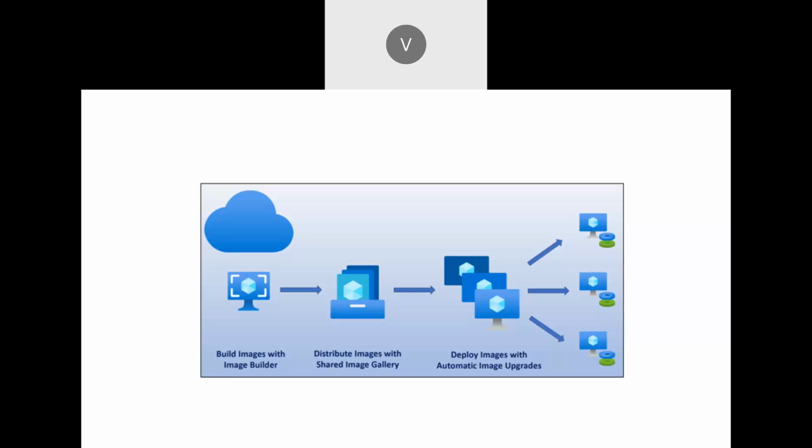This removes the manual effort. You just have to mention the attributes, publisher, SKU, version and all that, and accordingly whatever custom software you want. Even the manual intervention of building the VM image is resolved by Image Builder, and that can be integrated with the image gallery, and the image gallery can be integrated with virtual machine scale sets or other deployment solutions, where the VMs take these images and automatically update them.